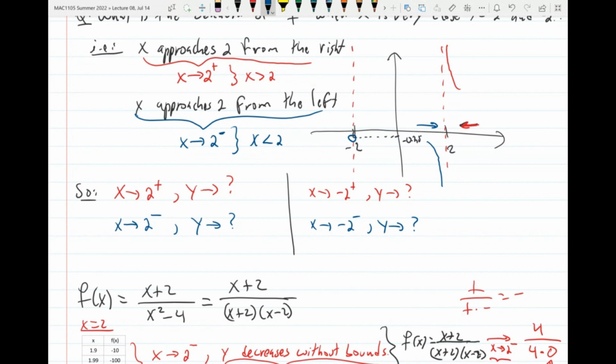So here we have, around 2, an infinity behavior, right? And then here what we just have is a hole, okay? And what's the difference? That this one comes from a factor that could have been cancelled if we were to simplify, and this one comes from a factor that cannot be cancelled, okay? That's how you determine the two.